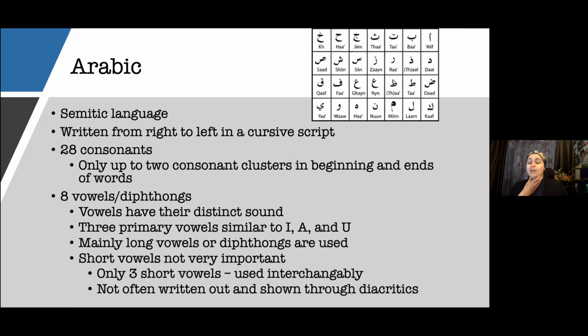If you notice, we have a lot of throat sounds that don't exist in English. And they will tend to add those sounds into a lot of the words that they hear. They'll tend to remove certain sounds. So Arabic is a Semitic language, similar to Hebrew, also a Semitic language. It's written from right to left in a cursive script. So there is no such thing as print versus cursive. Everything is written in cursive.